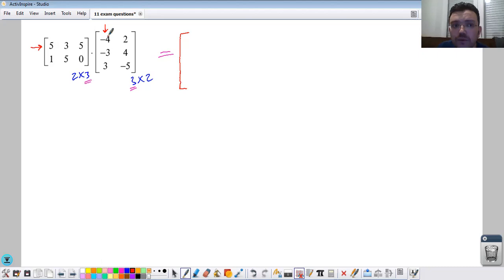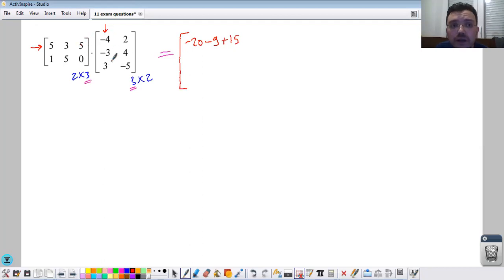The beginning one with the beginning one, the middle one with the middle one, the last one with the last one. So 5 times minus 4, minus 20. Then the middle one, 3 times minus 3, minus 9. 5 times 3 is positive 15.